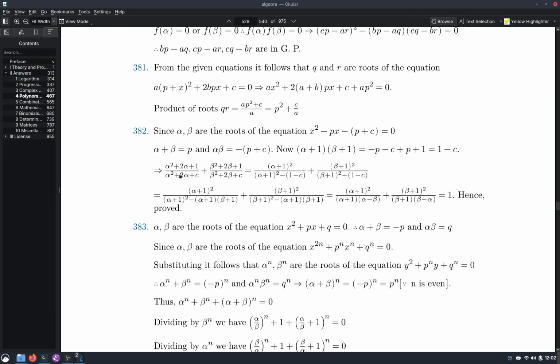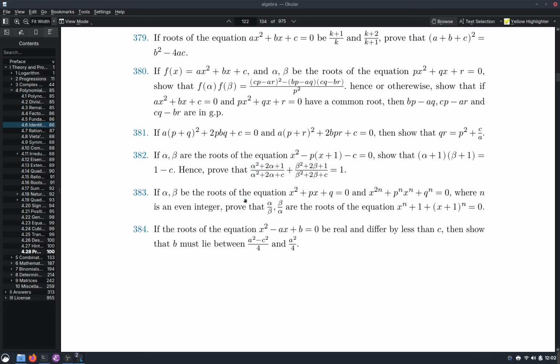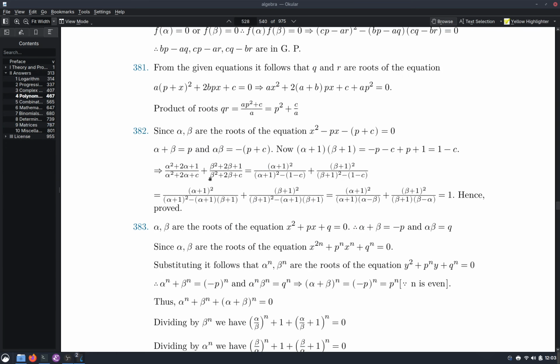Now once we have done that, we look at the given expression, the left hand side of that. So it is (alpha^2 + 2alpha + 1)/(alpha^2 + 2alpha + c). The numerator is (alpha+1)^2. And in the denominator, we add and subtract 1, so it becomes (alpha+1)^2 - 1 - c. And similarly, the other term becomes (beta+1)^2 divided by (beta+1)^2 - 1 - c. So what we do is we write 1 - c as (alpha+1)(beta+1). So these two terms are that.